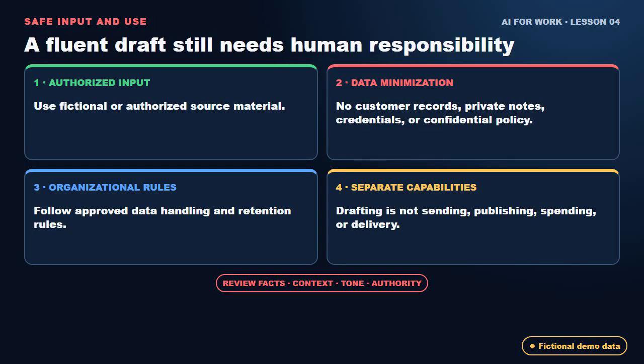Use fictional or authorized source material. Do not paste customer records, private notes, credentials, or confidential policy into an unapproved tool. Follow your organization's data rules, and keep drafting separate from sending and publishing. A fluent draft still needs human review of facts, context, tone, and authority.